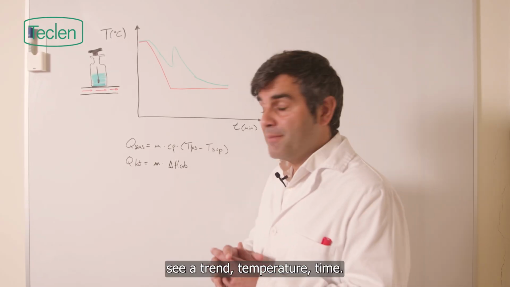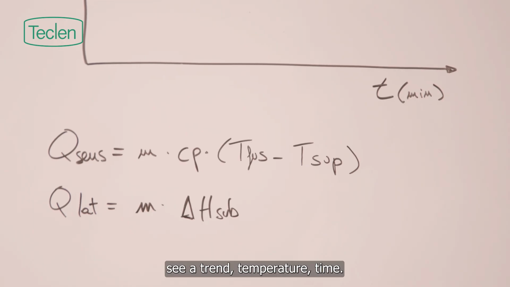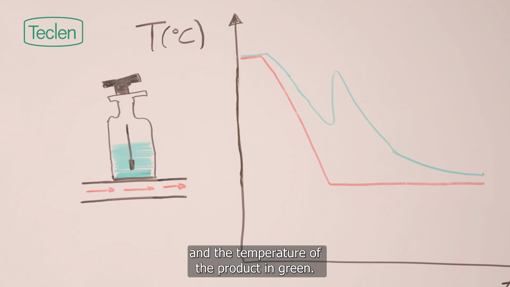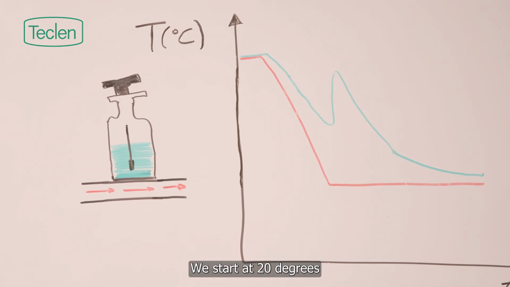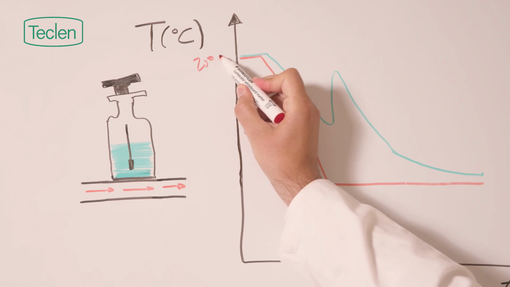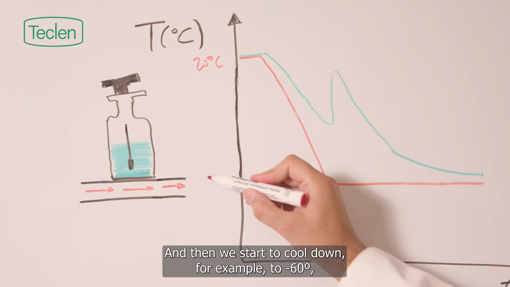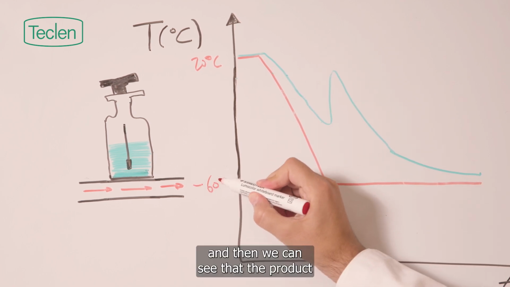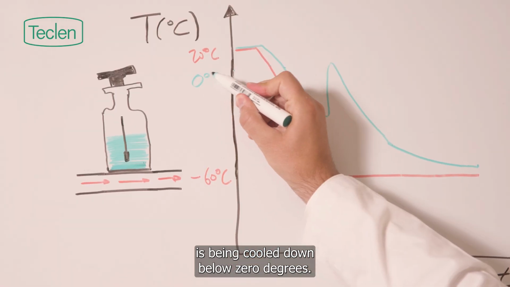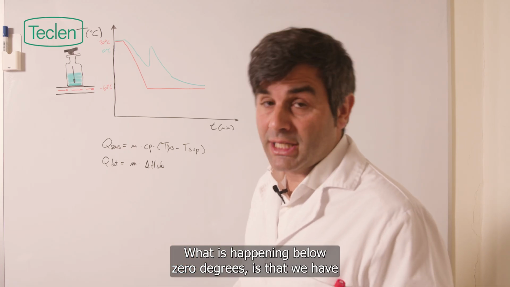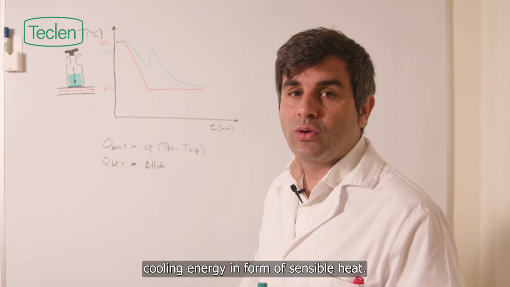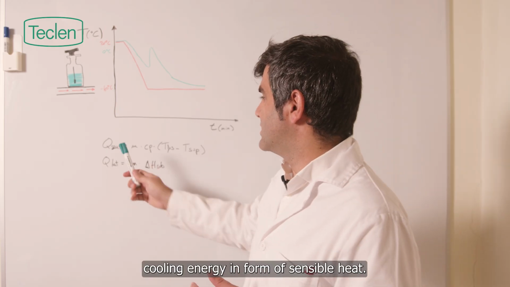Here, we can see a temperature-time trend representing the temperature of the fluid in red and the temperature of the product in green. We start at 20 degrees and then we start to cool down, for example, to minus 60, and then we can see that the product is being cooled down below 0 degrees. What is happening below 0 degrees is that we have water in an unstable form. It's storing cooling energy in form of sensible heat.